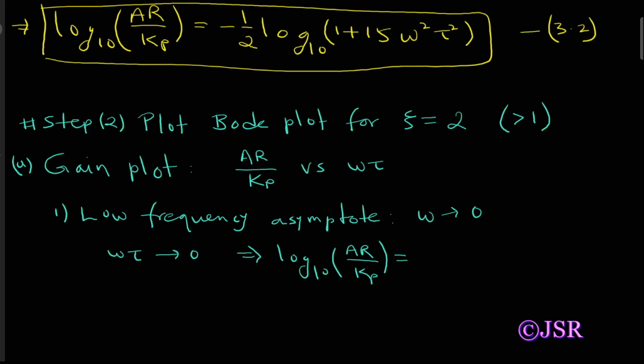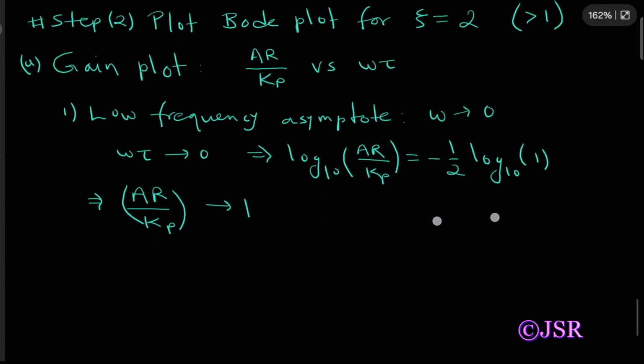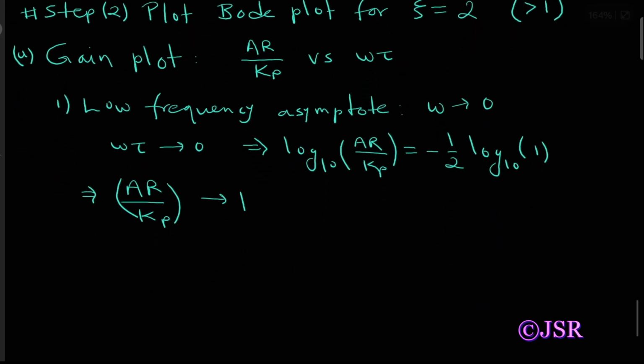equal to minus half log 10. So omega tau is equal to 0, so we have 1. So it means AR upon Kp tends to 1. So AR upon Kp tends to 1 is a low frequency asymptote.